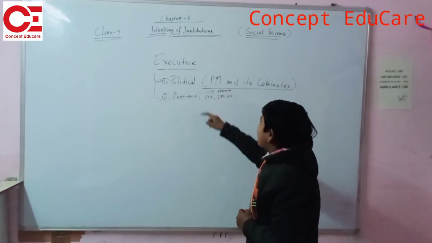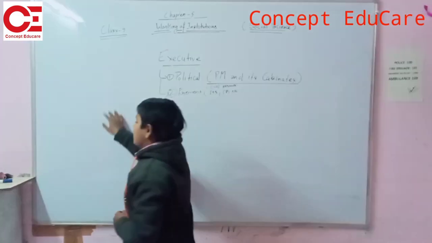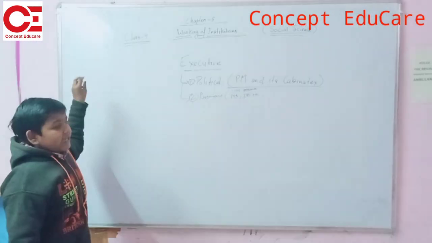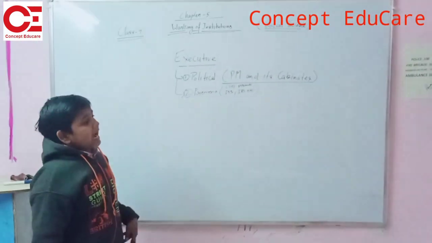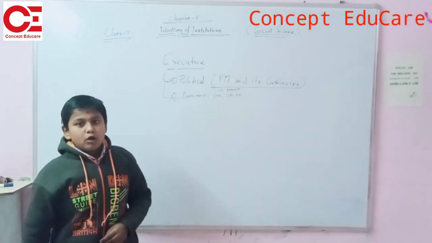Then the political executive, meaning the PM and his cabinet, and the legislature, meaning MPs and MLAs, can hold a joint meeting, sign the bill and pass it.